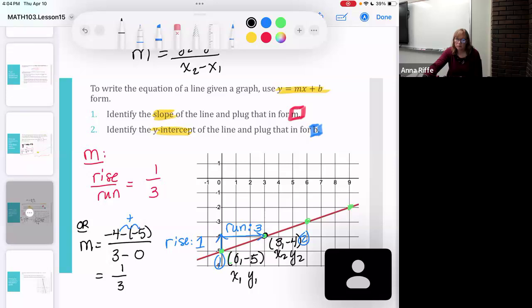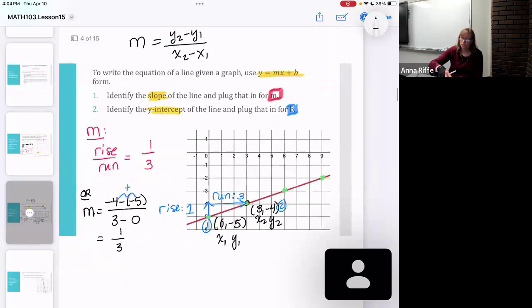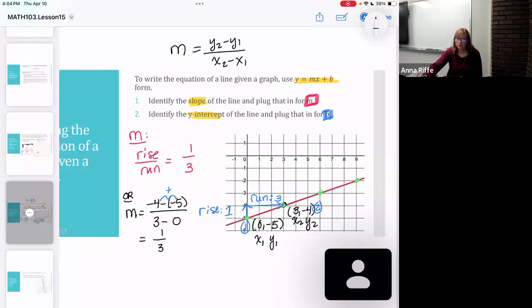So exactly the same slope, regardless of whether you use the slope formula or you use the concept of rise over run. I don't care which you use. Do the one that makes the most sense to you. Okay, questions on that?